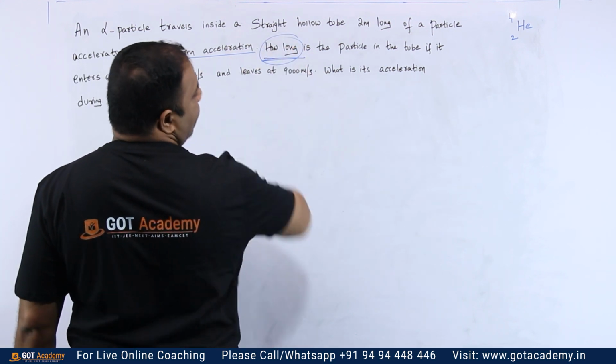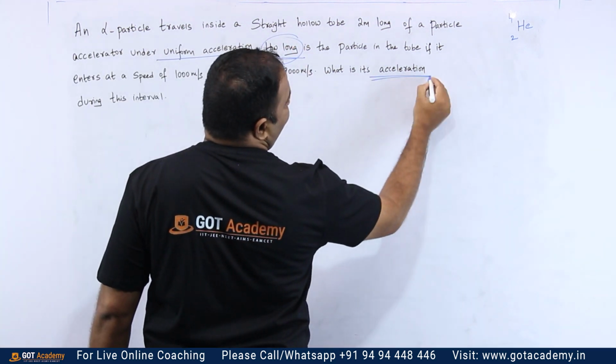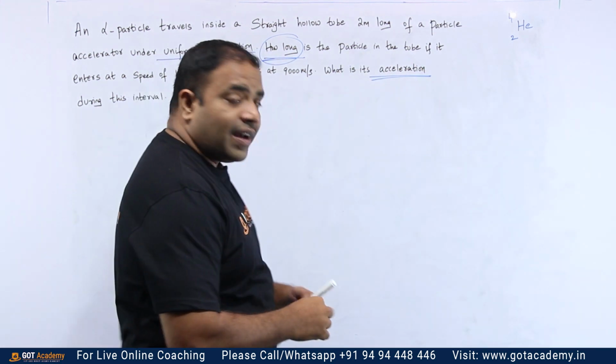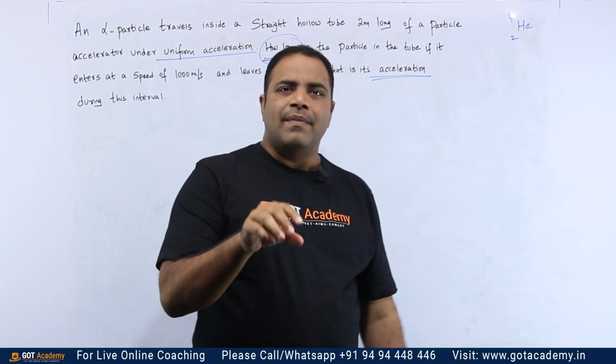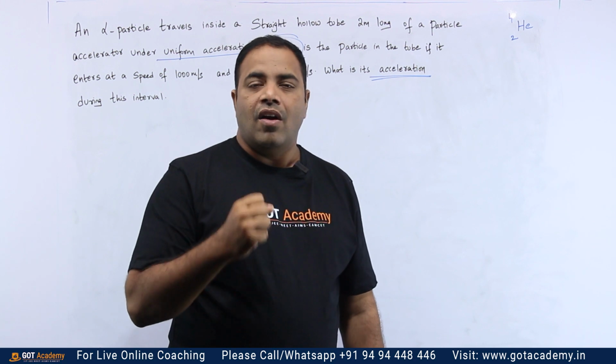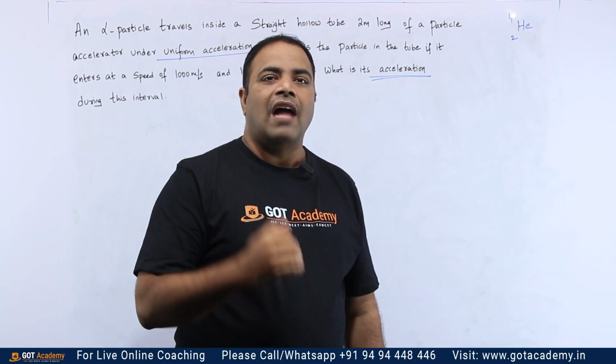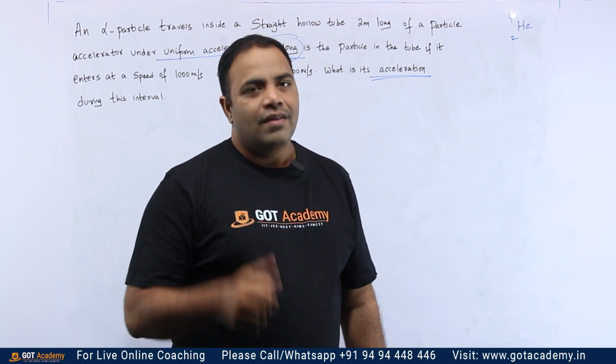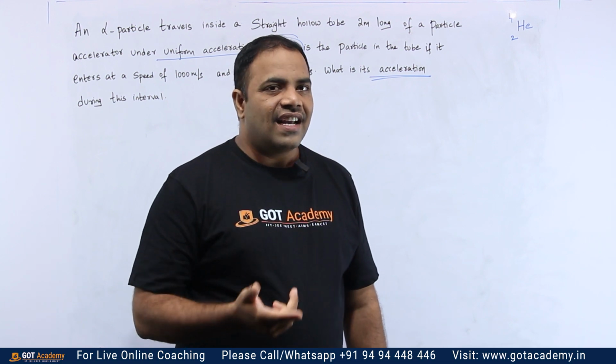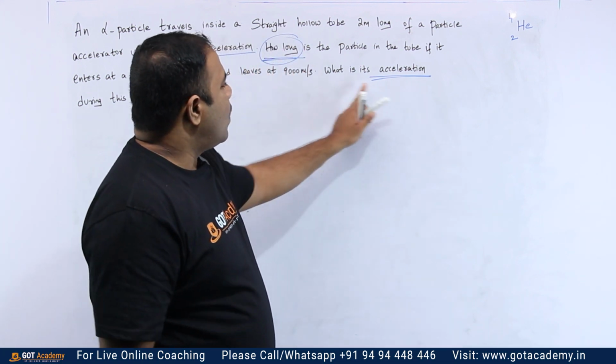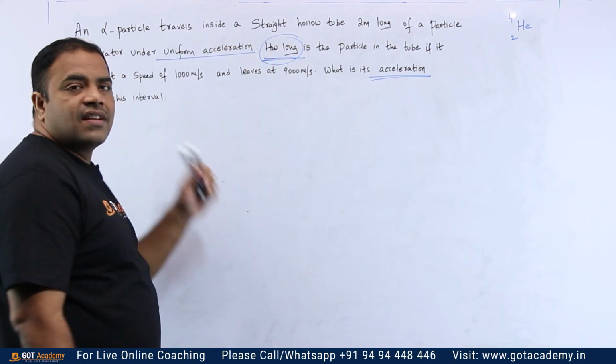We have to find out the time, and the second thing is that we have to find the acceleration. So in this particular question, we have to find the time up to which the alpha particle is inside the tube. That is the first thing. The second thing is the acceleration. What is the acceleration during this time interval?